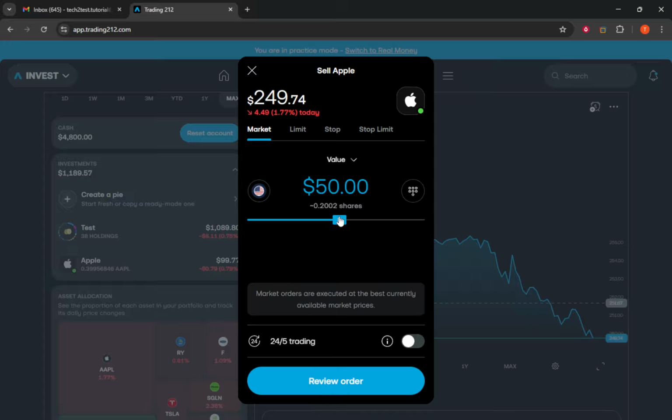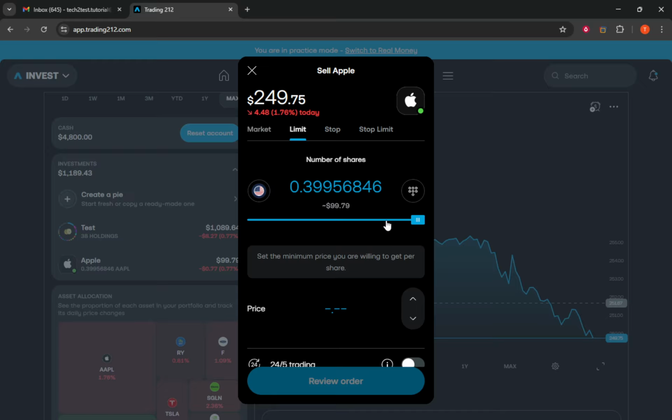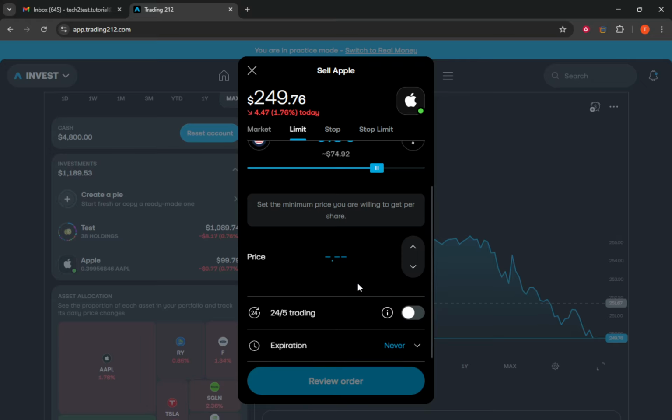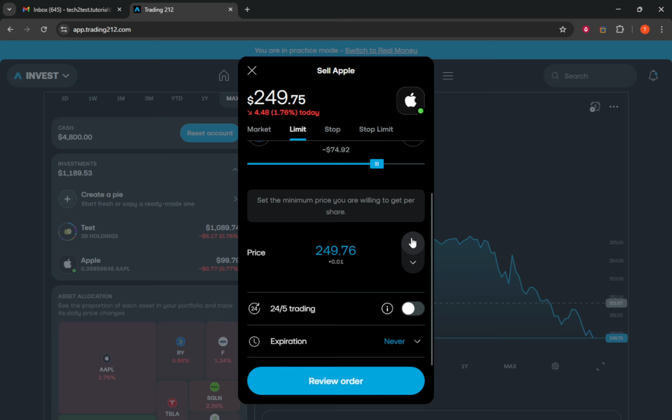A limit sell gives you control by letting you set a target price. The order will only execute if the price reaches that level. For example, if a stock is trading at $50, you can place a limit sell at $55, and it will only sell once that price is hit. This is helpful for locking in profit without watching the screen all day, but remember, it may not execute if the price never reaches your limit.